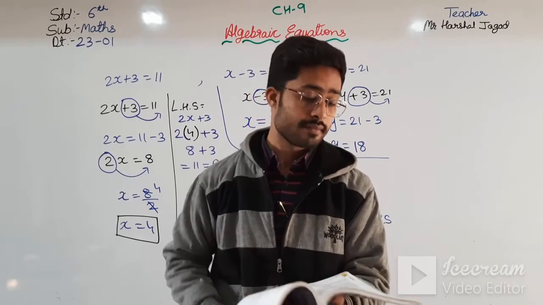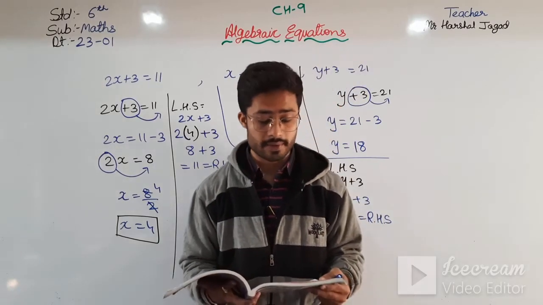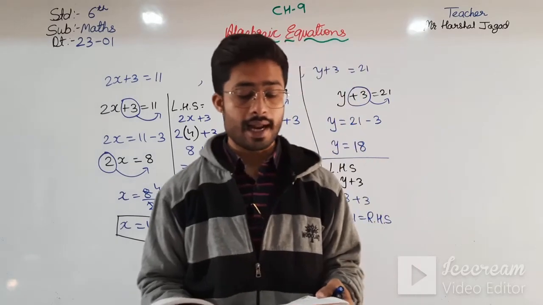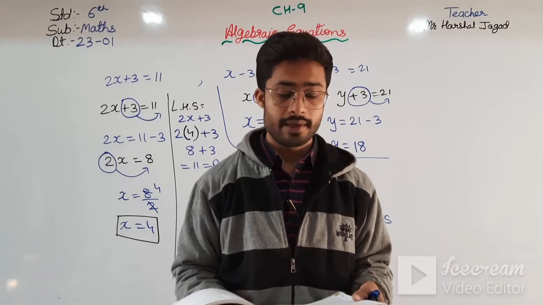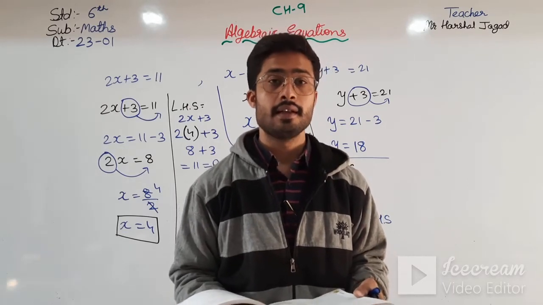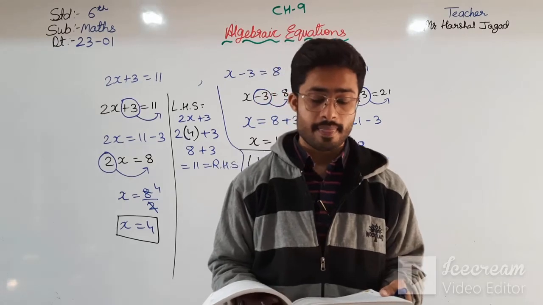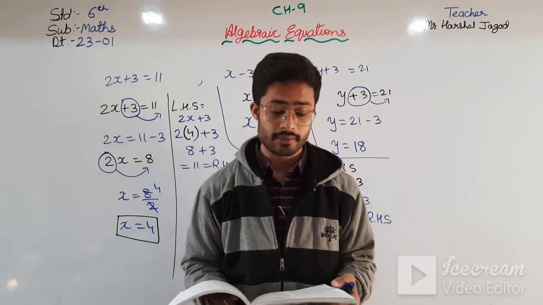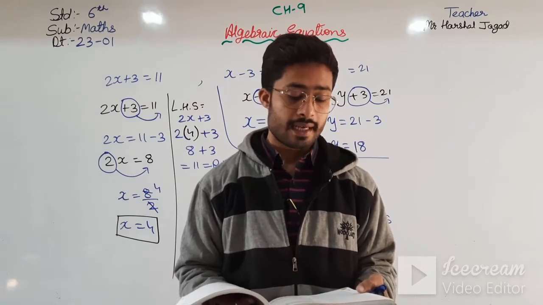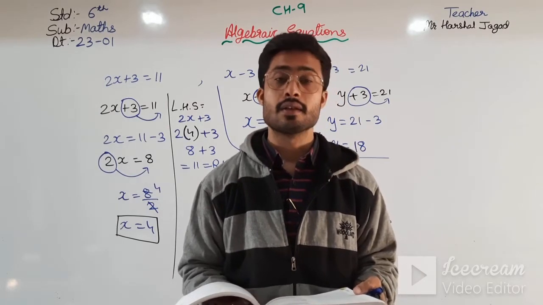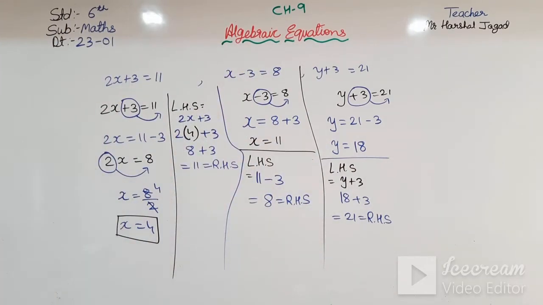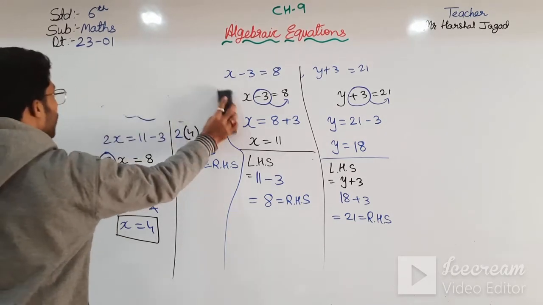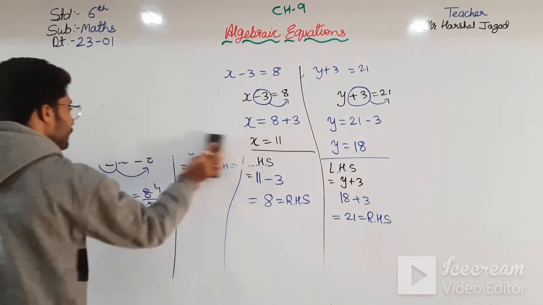Then, an equation also follows these four principles of a balance. If we add, subtract, multiply or divide one side of the equation by any number, we have to do the same on the other side of the equation and by the same number to keep the equation balanced. And here our topic is solving an equation. I have already taught you how to solve an equation, but here in example number 1, let us see how we can solve the equation.